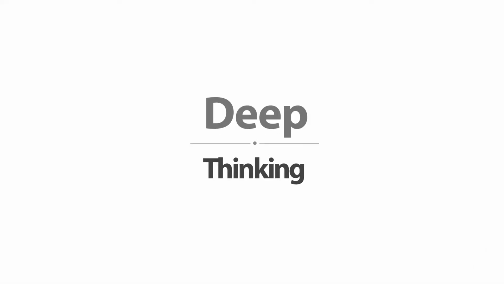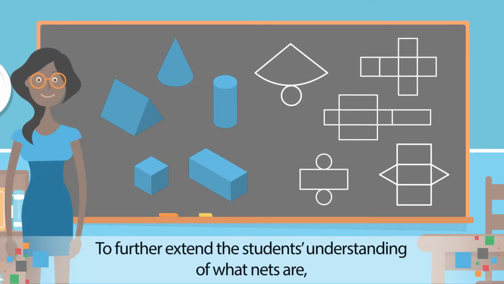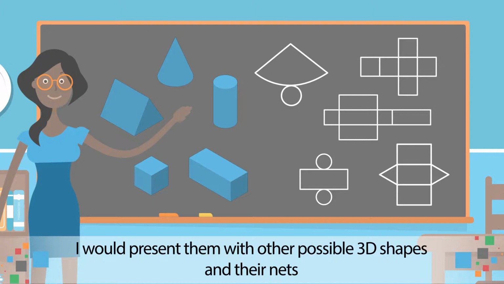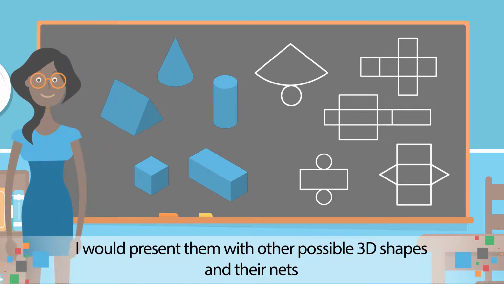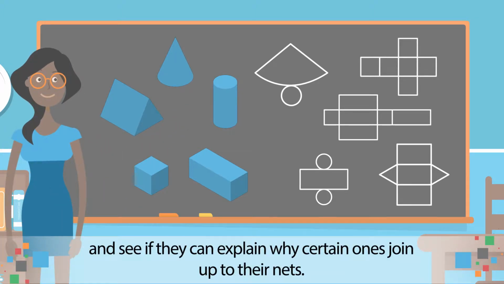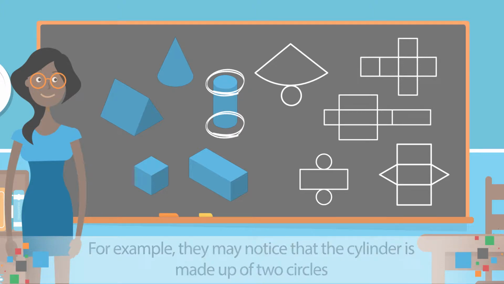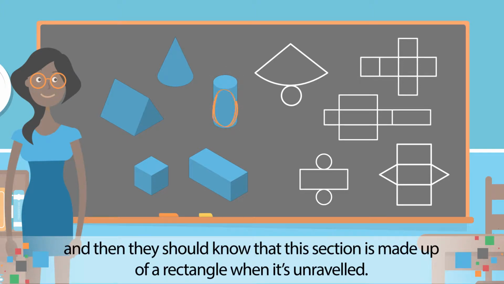Deep thinking. To further extend the students' understanding of what nets are, I would present them with other possible 3D shapes and their nets, and see if they can explain why certain ones join up to their nets. For example, they may notice that the cylinder is made up of 2 circles, and then they should know that this section is made up of a rectangle when it is unravelled.